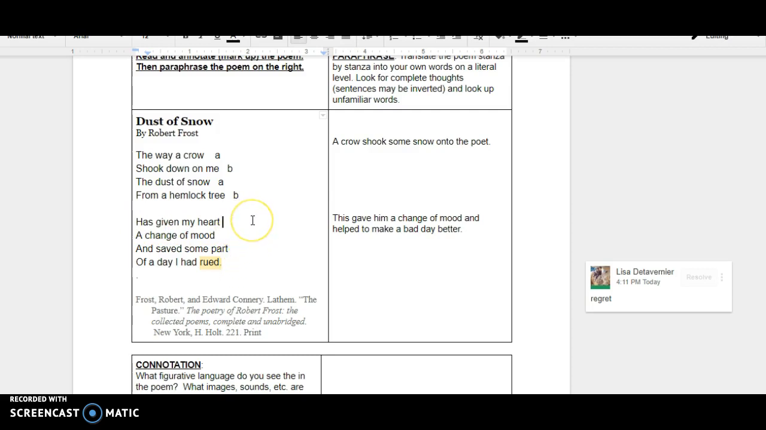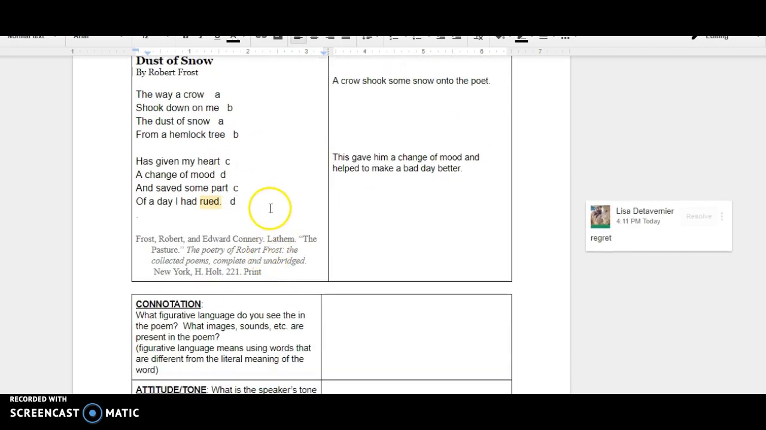So heart and part rhyme, but they do not rhyme with crow or me. So this would be C. This would be D, C, D. Okay, and there's the rhyme scheme of this poem. A, B, A, B, C, D, C, D. Not all of the poems are going to rhyme, though.